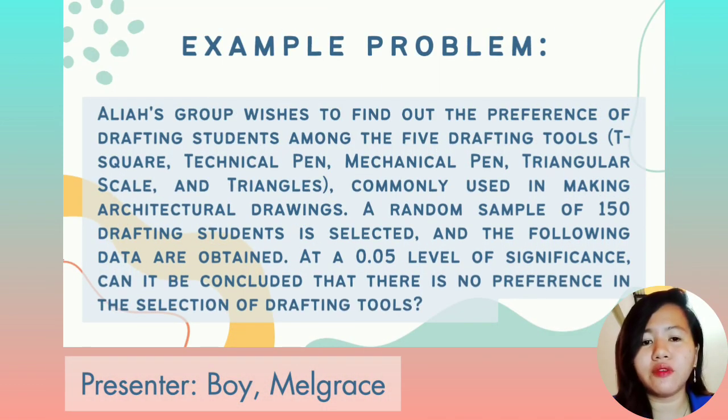Example problem of chi-square goodness of fit test. Aliah's group wishes to find out the preference of drafting students among the 5 drafting tools: T-square, technical pen, mechanical pen, triangular scale, and triangles, commonly used in making architectural drawings. A random sample of 150 drafting students is selected, and the following data are obtained. At a 0.05 level of significance, can it be concluded that there is no preference in the selection of drafting tools?